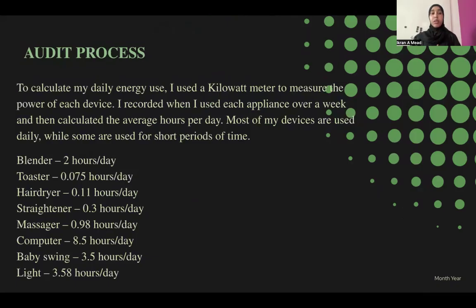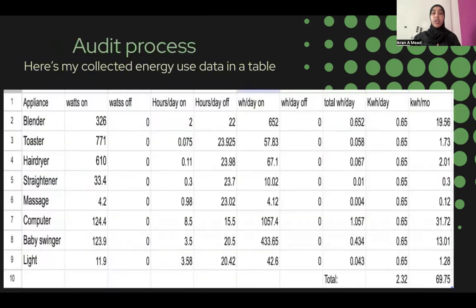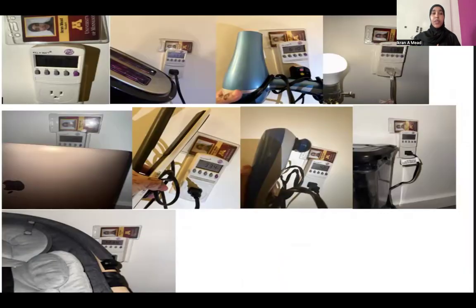Audit process. To calculate my daily energy use, I use a kilowatt meter to measure the power of each device. I recorded when I use each appliance over a week, and then calculated the average hours per day. Most of my devices are used daily, while some are used for short periods of time. And here's my collected energy use data in a table. And here are all the pictures of the devices I've used in this project.